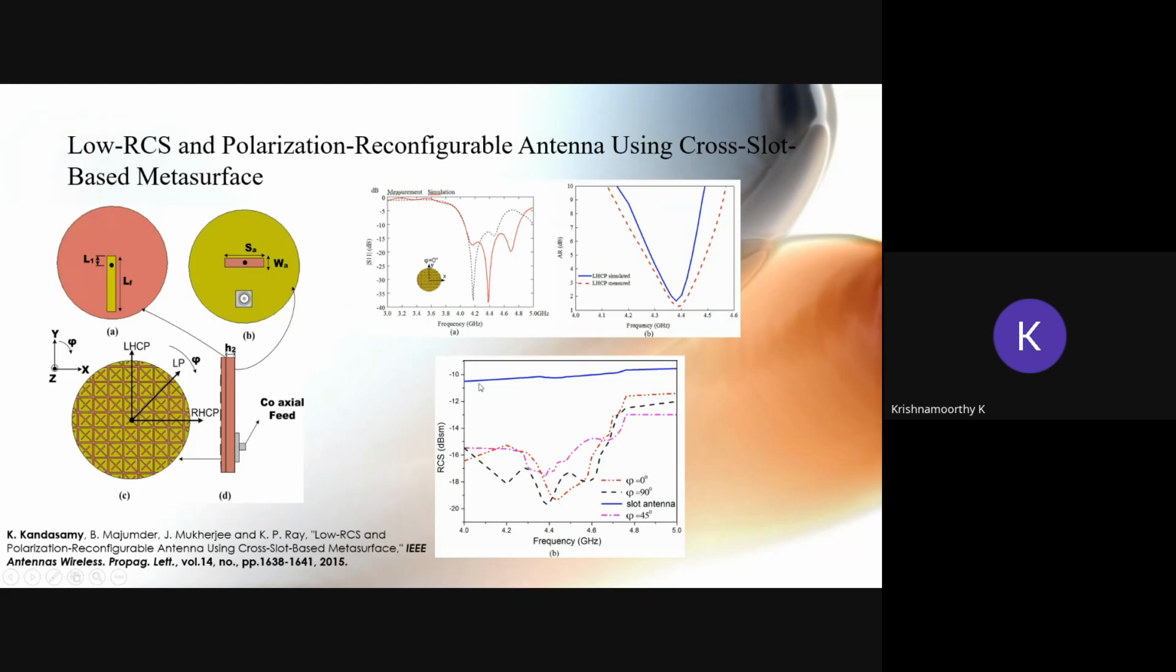Compared to the conventional slot antenna, the RCS performance is much improved, with more than 15 dB improvement that we are able to get by using this kind of metamaterial structure here. So here we can get both RCS reduction as well as polarization conversion using this kind of structure, and we can also reconfigure the polarization sense.